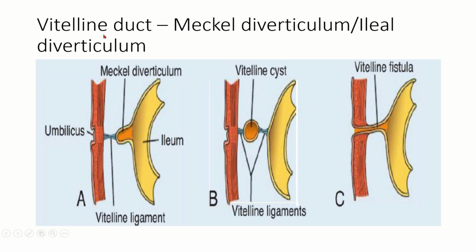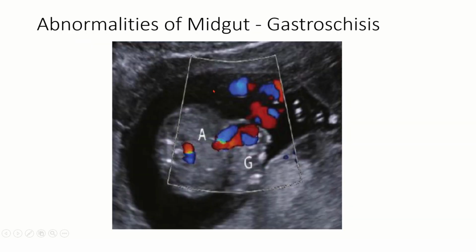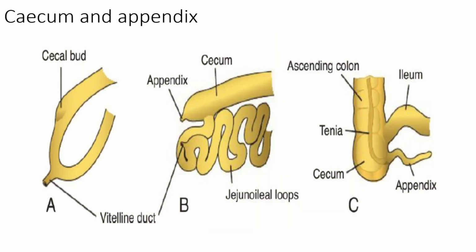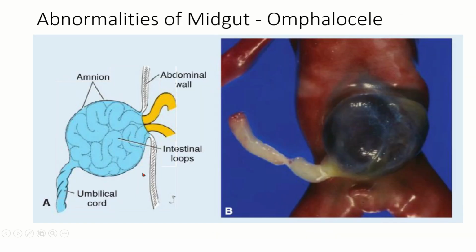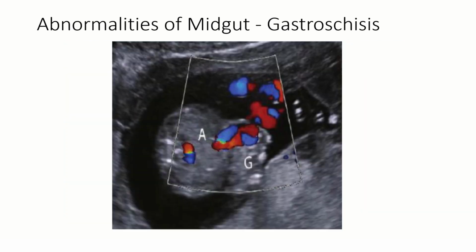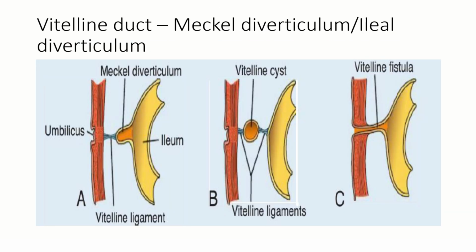So now you can see this is the vitelline duct. If you observe here, the midgut is connected to the umbilical vesicle through the vitelline duct. So when this particular duct persists, it will form the Meckel's diverticulum, and it will result in further anomalies. The location of Meckel's diverticulum will be approximately 60 centimeters from the ileocecal junction. It's 2 feet. So if you observe here, this is the persistent Meckel's diverticulum, with the vitelline ligament connected to the umbilicus.